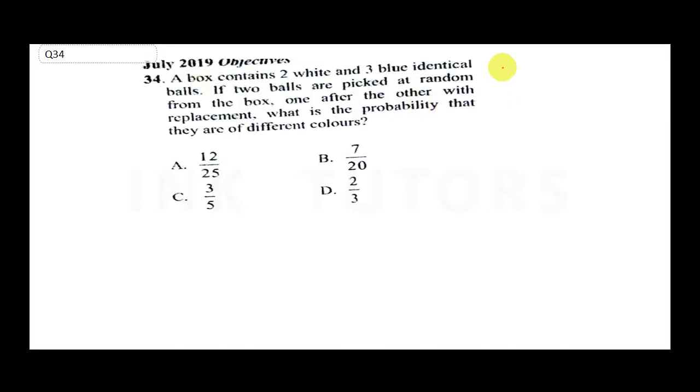So now, the probability of having a white ball will be 2 over 5, and the probability of having a blue ball will be 3 over 5. Now, to solve this, if 2 balls are picked at random, what is the probability they have different colors? The probability of picking different colors is going to be as follows.